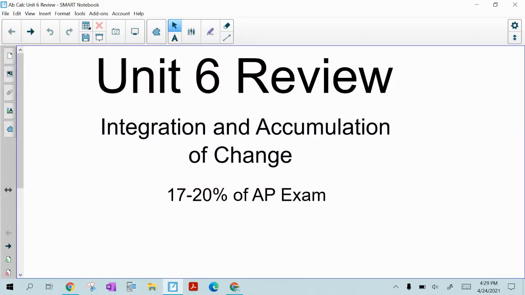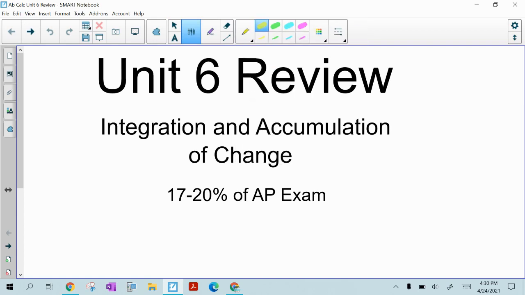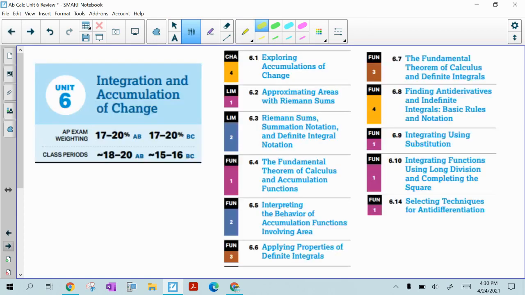Today we're going to be talking about integration and accumulation of change. Once again, for those of you following along in terms of percentages, I want to emphasize once again this is going to be a larger percentage of the test. Your topics are listed here, and you should either have that in front of you.